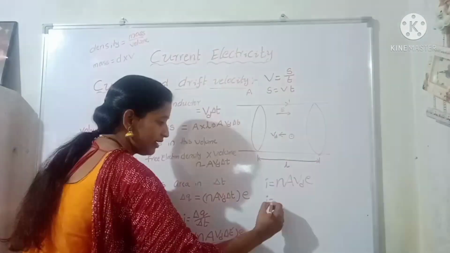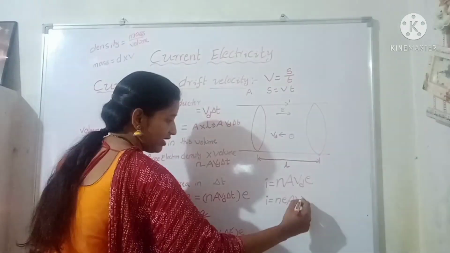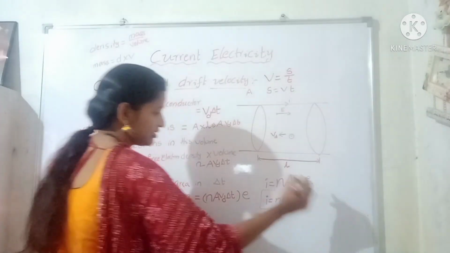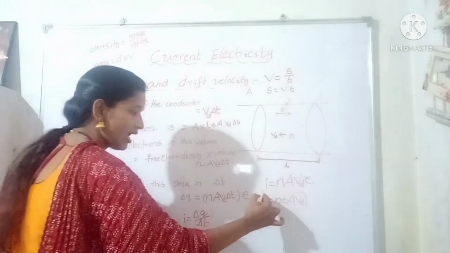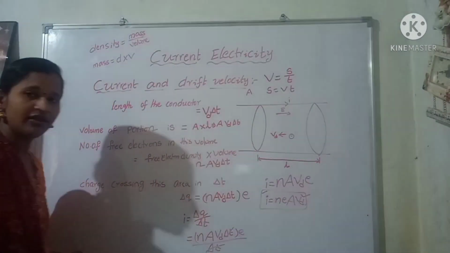This we can also write as I equals N e A Vd. This is the relation between current I and drift velocity Vd.